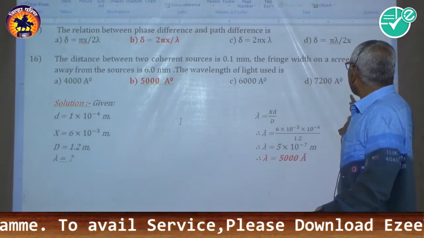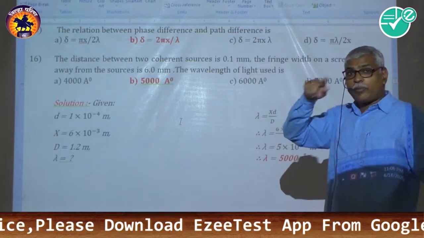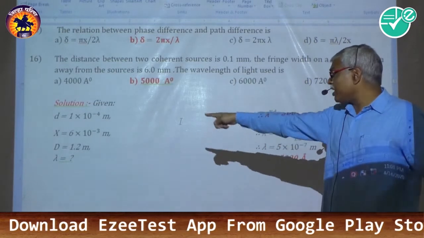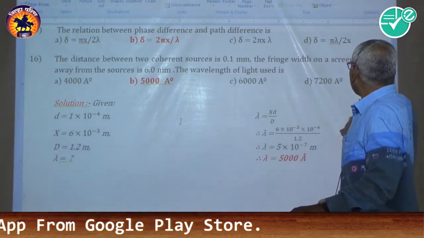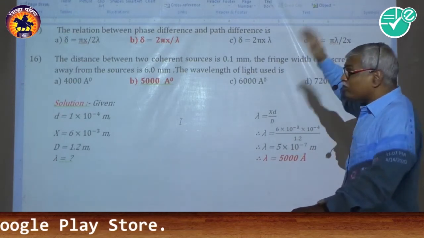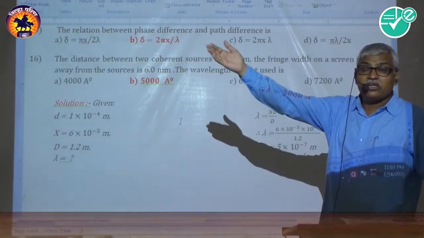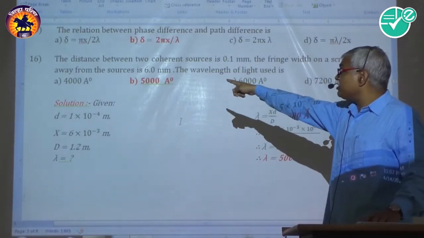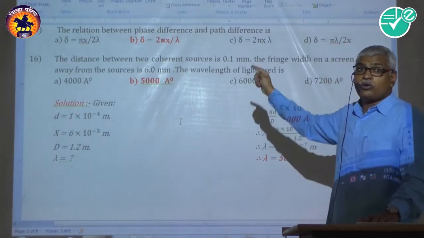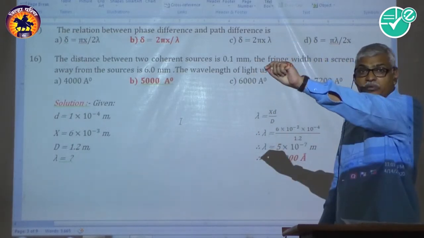The screen is 1.2 meter away. Fringe width is denoted by capital X or beta. The screen is 1.2 meter away from the sources, that is, 1.2 meter is the distance between source and screen. That is, capital D is equal to 1.2 meter. And the value of fringe width is 6.0 millimeters, that is, 6 into 10 to the power minus 3 meters.